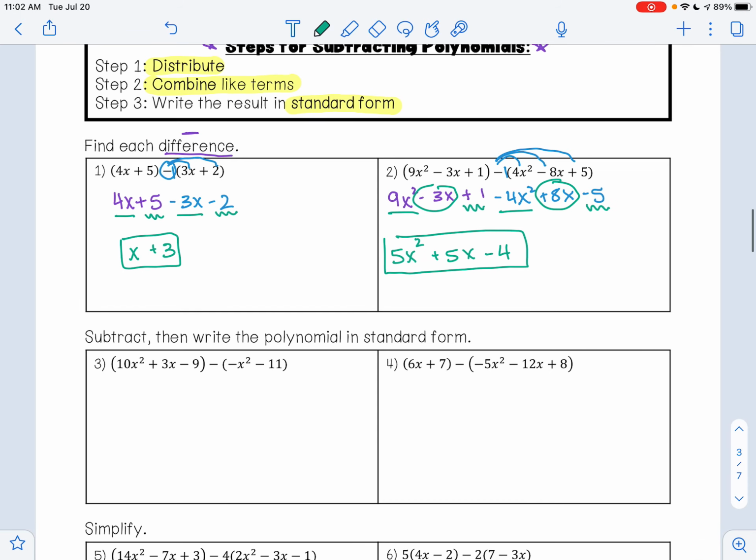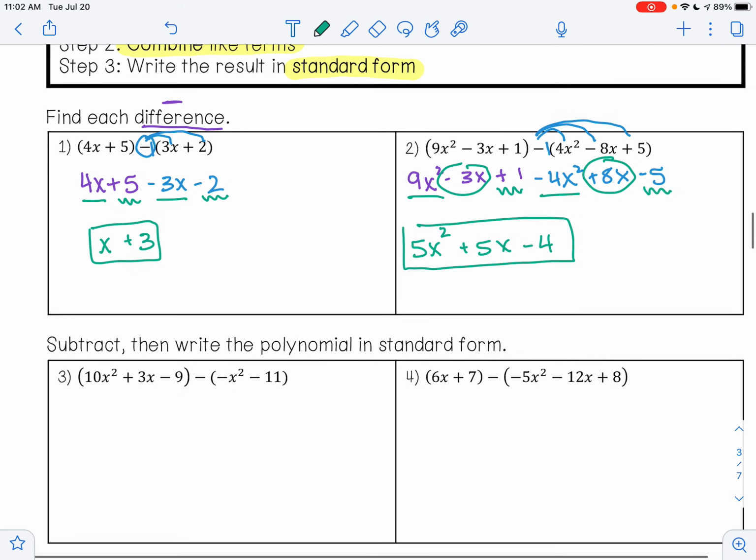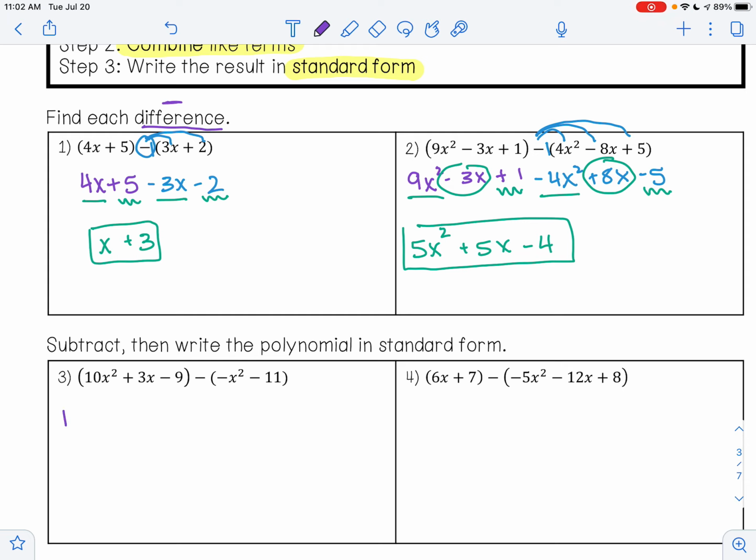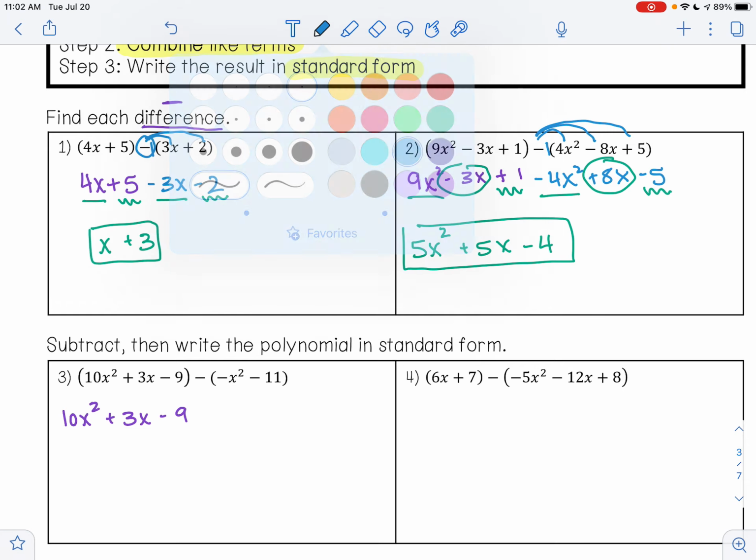If we look at examples 3 and 4, it says subtract, then write the polynomial in standard form. So when I look at my first set of parentheses, there is nothing to distribute out in front. So I'm just going to go ahead and rewrite that first step without the parentheses. Then I can go ahead and distribute the negative to everything in the second set of parentheses.